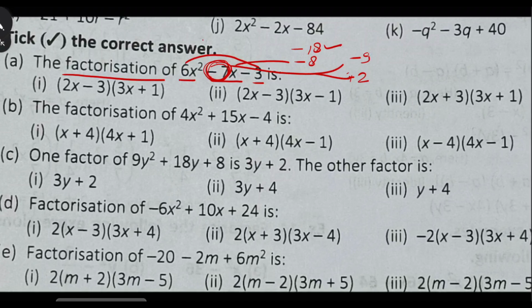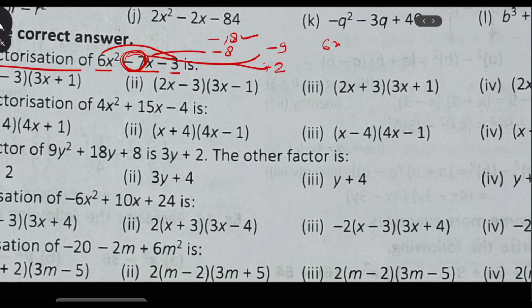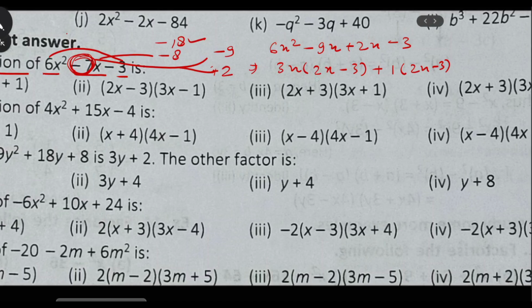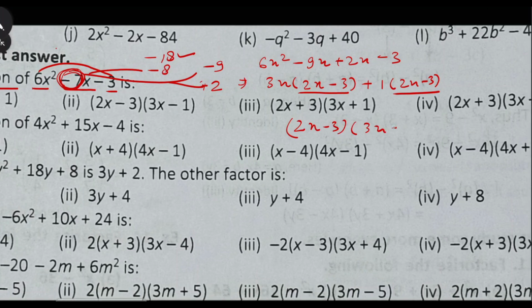So you will solve like this: 6x square minus 9x plus 2x minus 3. Taking 3x as a common, you will be left with 2x minus 3, and taking 1 as a common here, 2x minus 3. As I've already said, whatever is here, the same will be here. So taking 2x minus 3 as a common, here we are left with 3x minus 1. So our correct answer is the second one, 2x minus 3 and 3x minus 1.